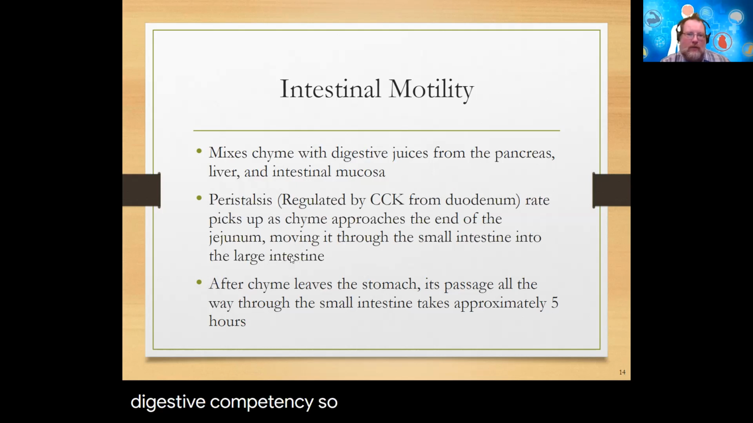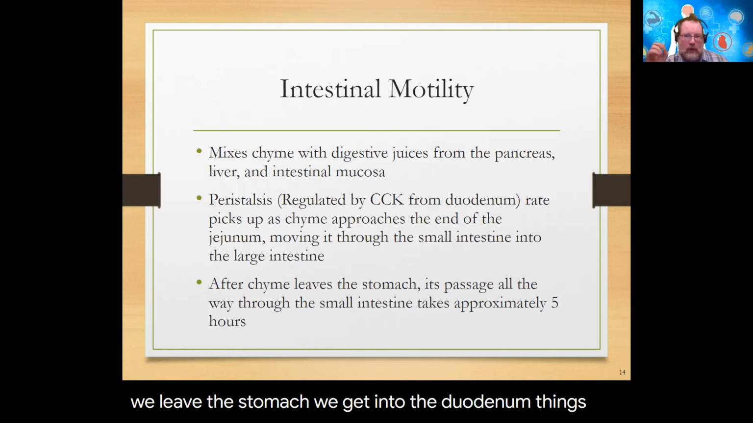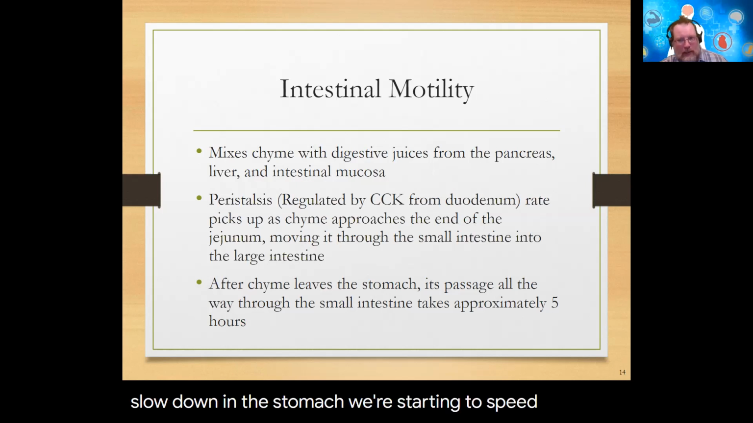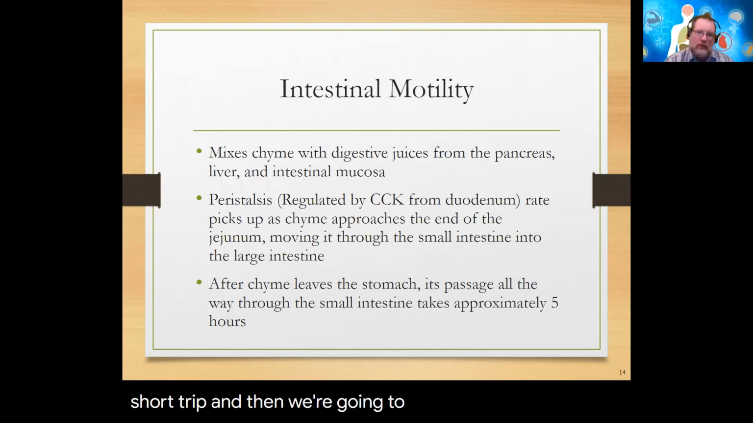So peristalsis rate picks up as the chyme approaches the end of the jejunum. We leave the stomach, we get into the duodenum. Things slow down in the stomach. We're starting to speed things up a little bit, get out of the duodenum, which is, again, a fairly short trip. And then we're going to be in the jejunum for a brief period of time. It's a long trip, though. We're talking maybe 8 to 12 feet in the jejunum. So anyway, we're going to keep the train rolling.